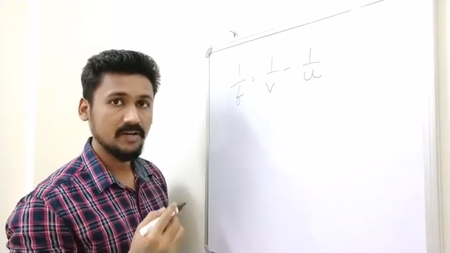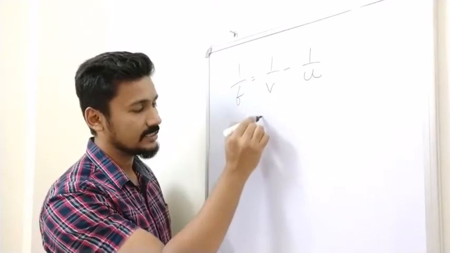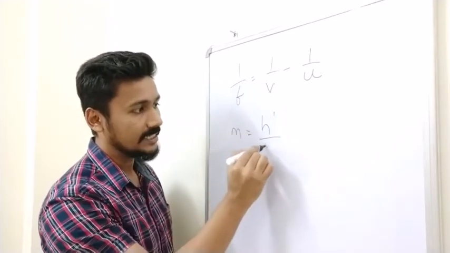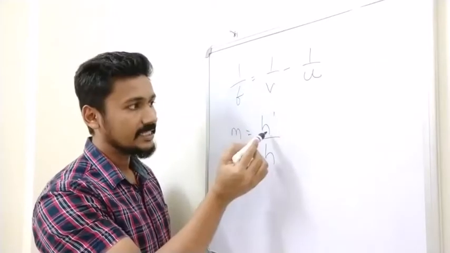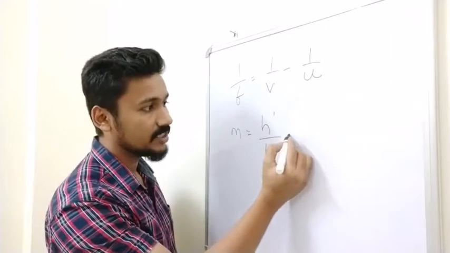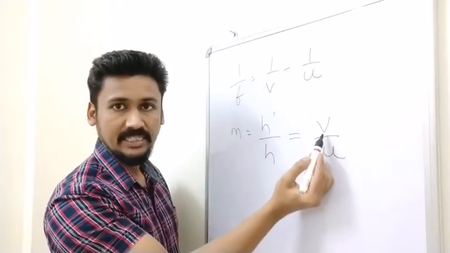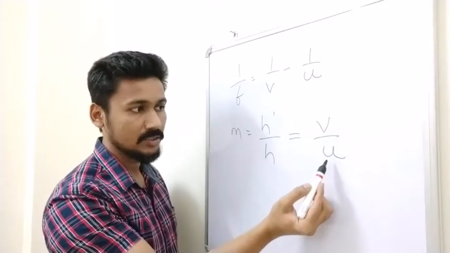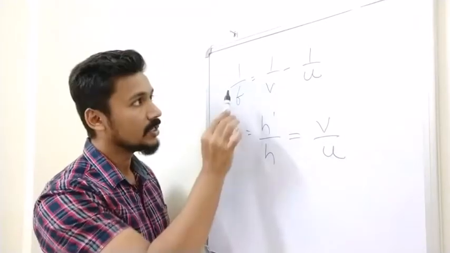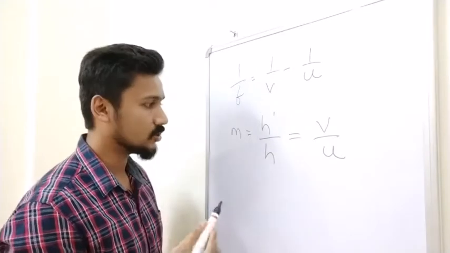Now this is the lens formula. We also have a formula for the magnification by the lens, and that magnification formula is given by m equal to h dash by h. H dash being the height of the image and h being the height of the object, which is also equal to v upon u. Once again, v is the image distance and u is the object distance. Fine. So these formulae you should remember. Some basic numericals may be asked on them.